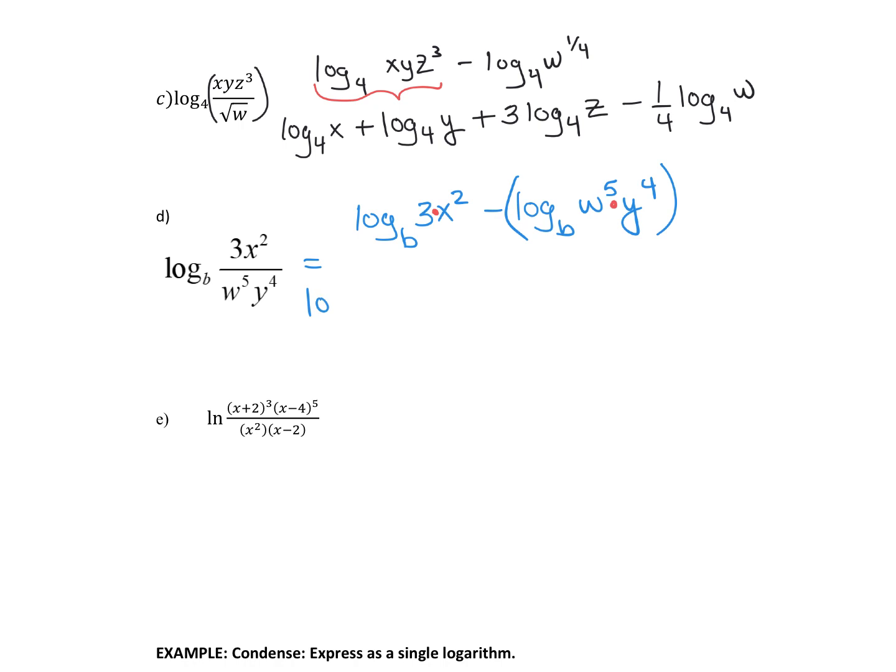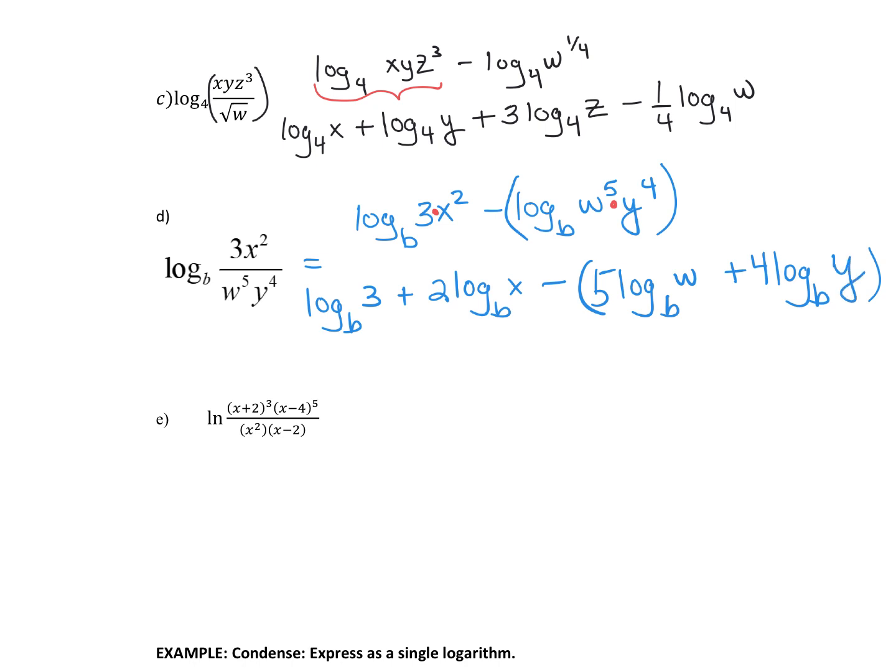I'm going to have log base b of 3 plus 2 log base b of x minus, I'm going to leave those parentheses, 5 log base b of w plus 4 log base b of y. I'm going to go one more step here. I'm just going to distribute this because I want to call your attention to something that's going to help us when we have to do this in reverse.